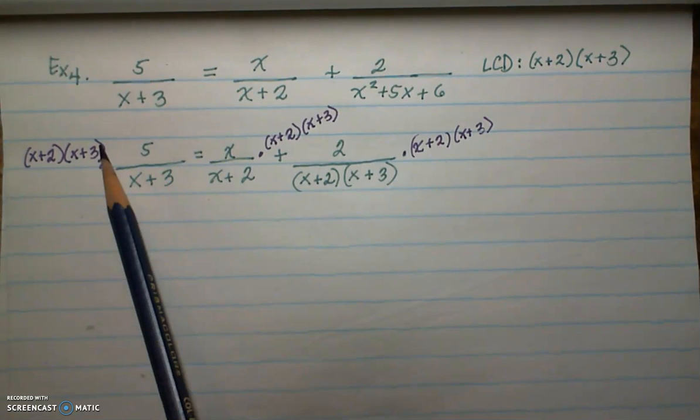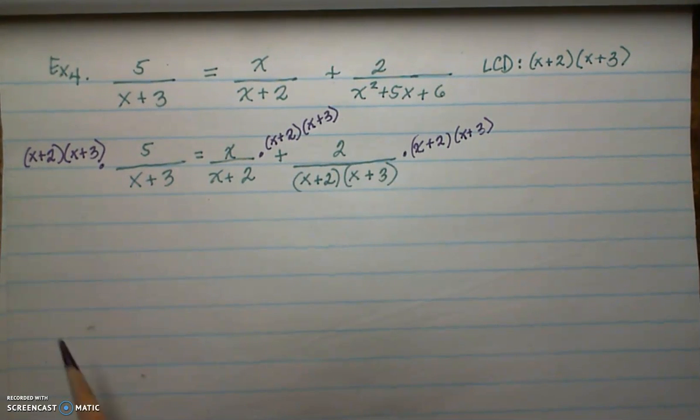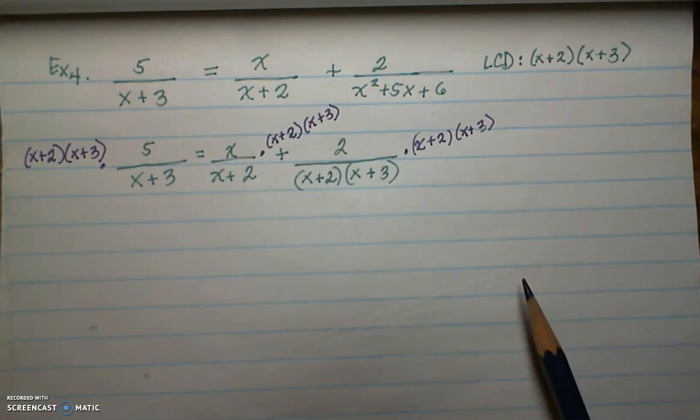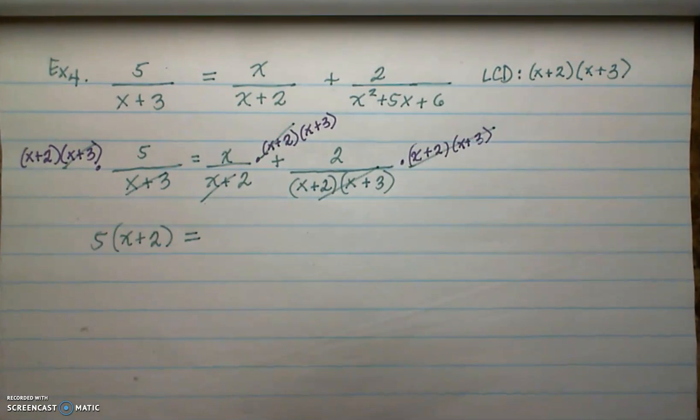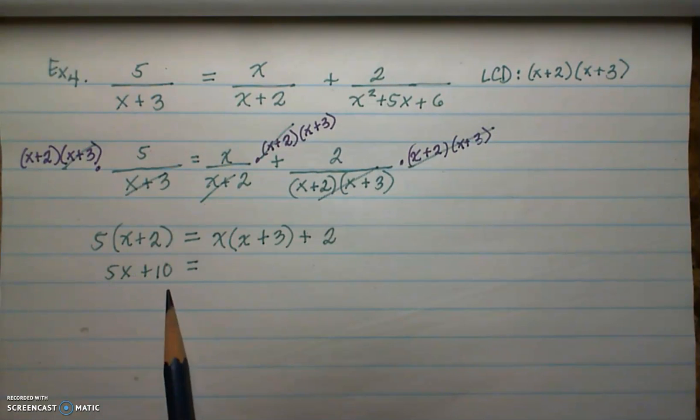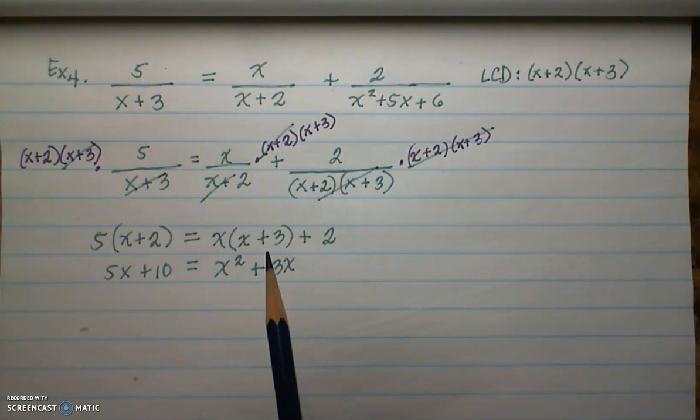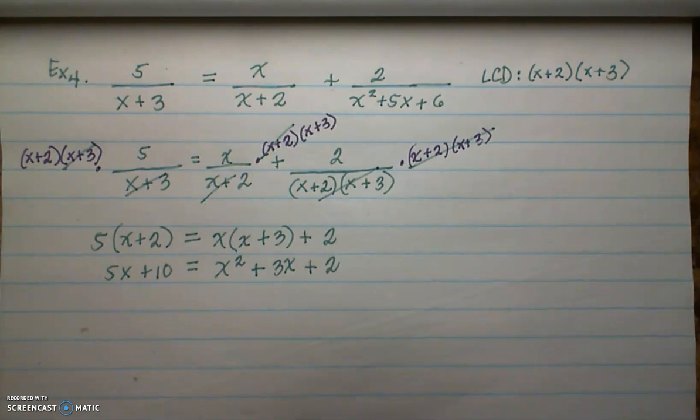This will cross out. You'll be left with 5 times x plus 2. This will cross out and you'll be left with x times x plus 3. And this will all be crossed out. You'll be left with the 2. This will be 5x plus 10. This will be x squared plus 3x, and then bring down the 2. Put all the x's, put everything on one side and set it all to 0.